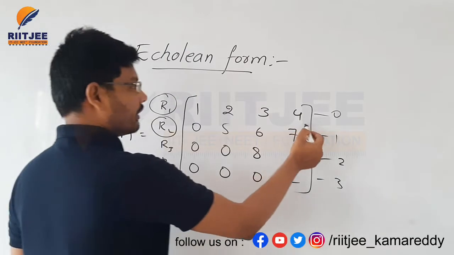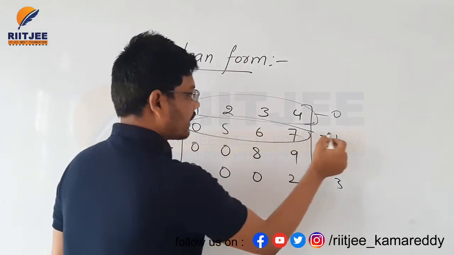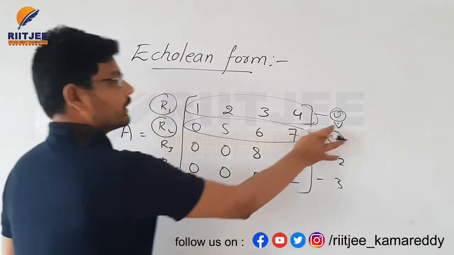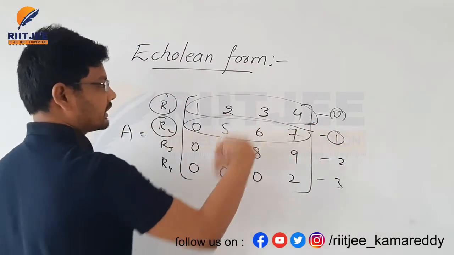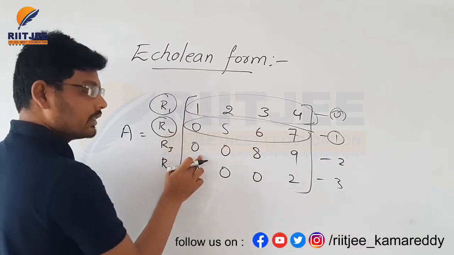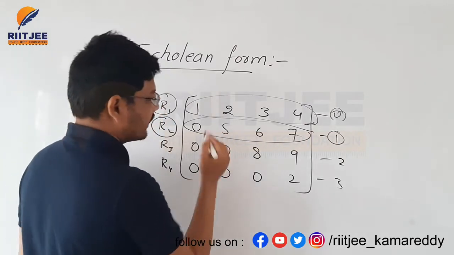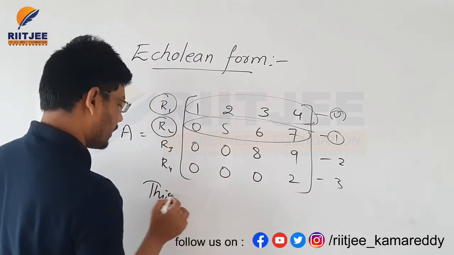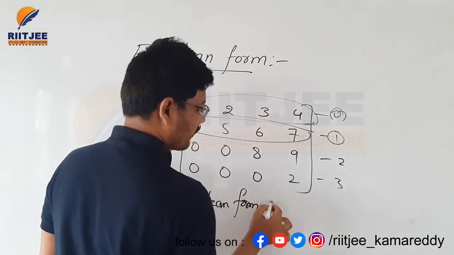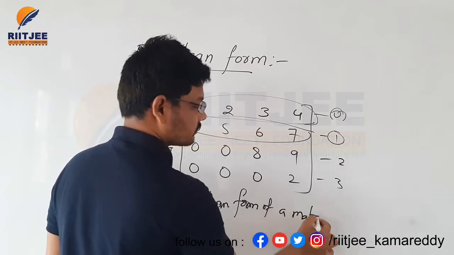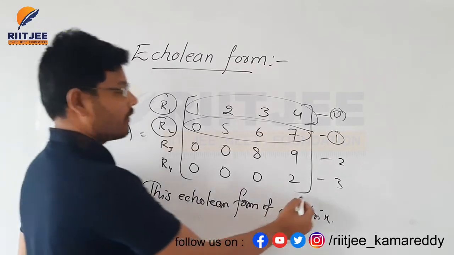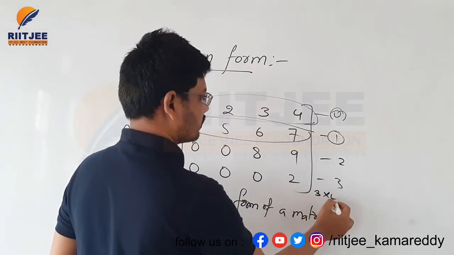If we compare the previous row with the successive row, the number of zeros is less than that of the successive row. Here no zeros are there, here 1 zero is there, here 2 zeros are there, here 3 zeros are there. This is called echelon form of a matrix, and this is an example of echelon form of order 3 by 4.